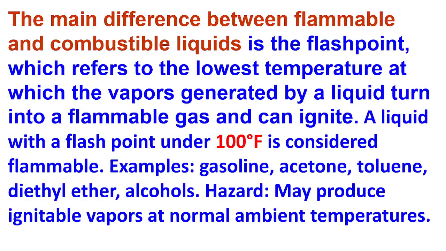The main difference between flammable and combustible liquids is the flash point, which refers to the lowest temperature at which the vapors generated by a liquid turn into a flammable gas and can ignite. A liquid with a flash point under 100 degrees Fahrenheit is considered flammable. Examples: gasoline, acetone, toluene, diethyl ether, alcohols. Hazard: may produce ignitable vapors at normal ambient temperatures.